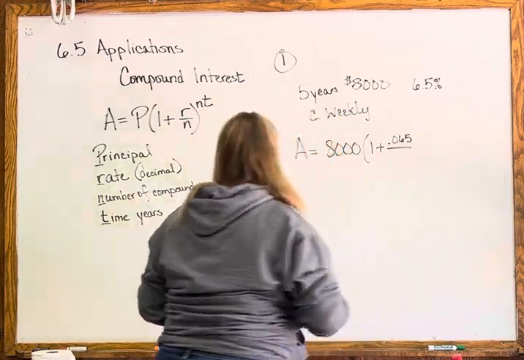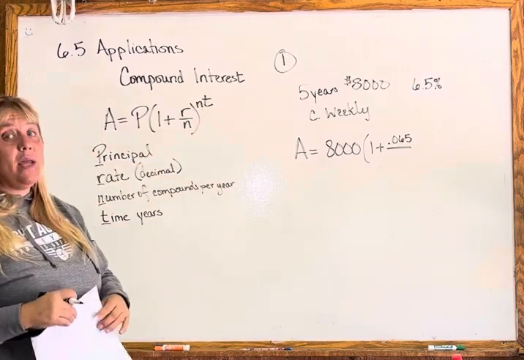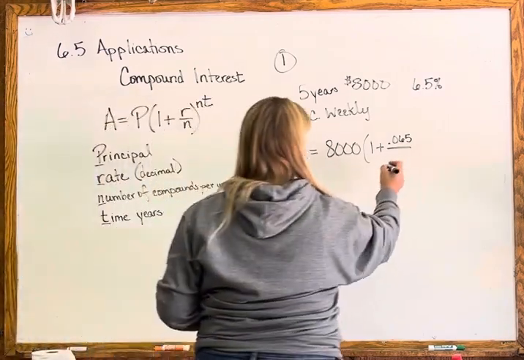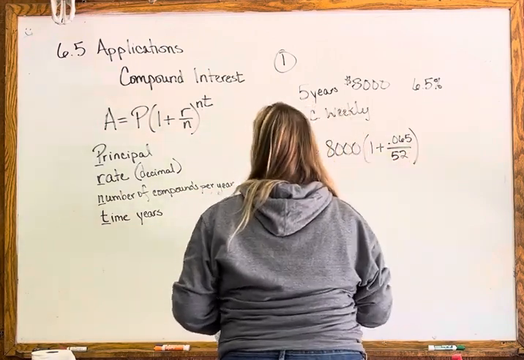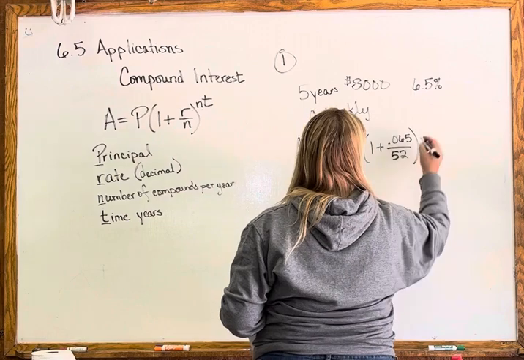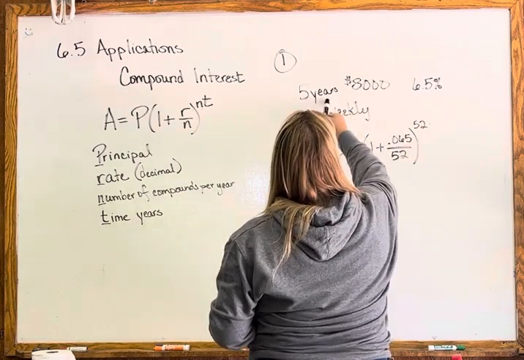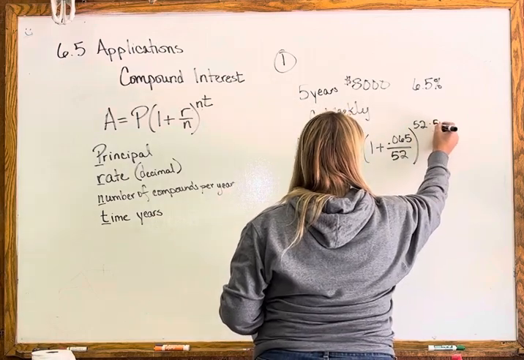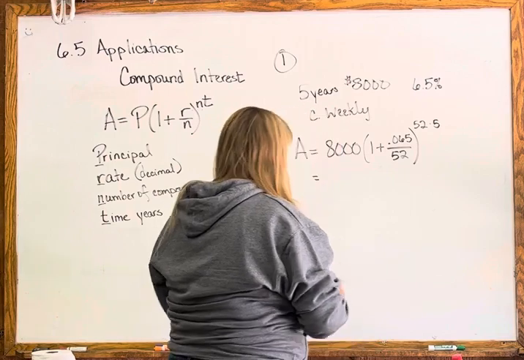And we're gonna divide by the number of compounds. So if it's compounding weekly, that's gonna be 52, right? 52 weeks in a year. And then it says to raise this to the nt power. So we're gonna go 52 again, and it said we're gonna be in that for 5 years. So we are going to see what happens.